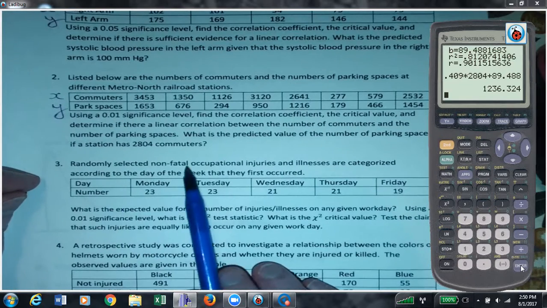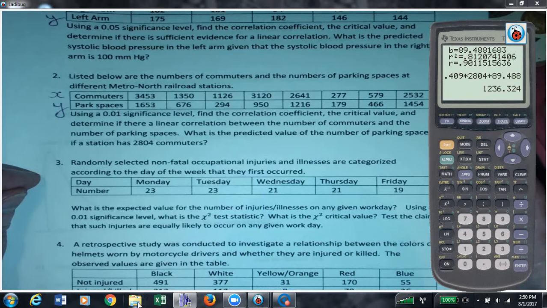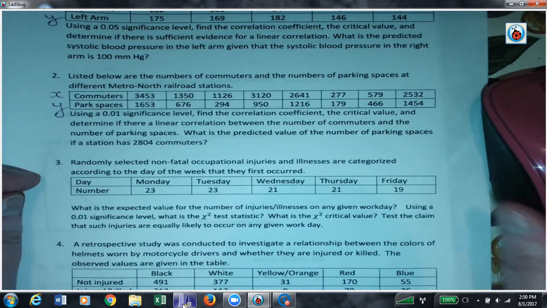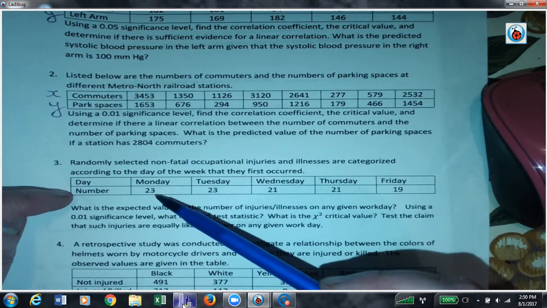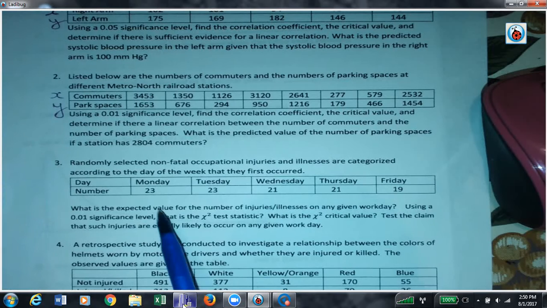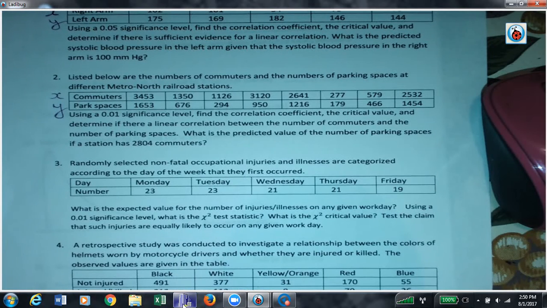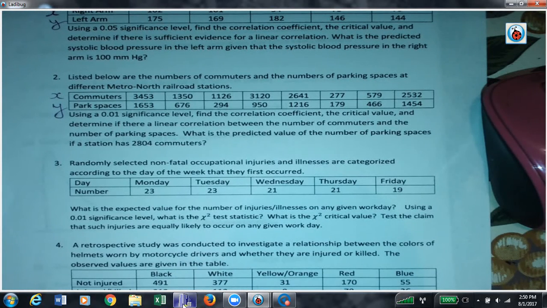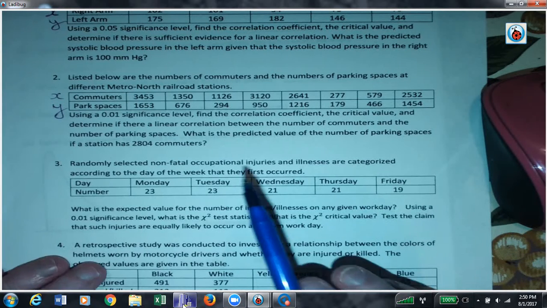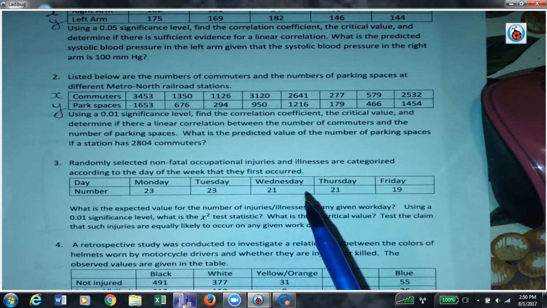Now, randomly selected non-fatal occupational injuries are categorized. So on a Monday, there happened to be 23 injuries or illnesses, people calling in sick. On a Tuesday, there was 23. Okay, so this is now, we're getting into chapter 11.